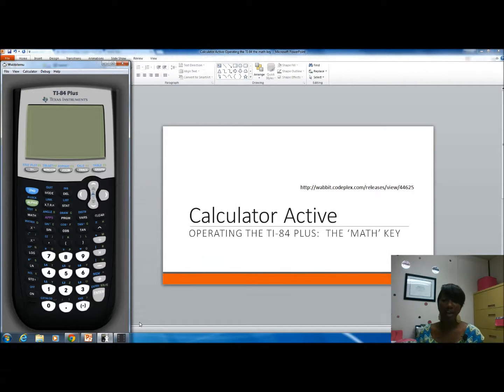Welcome to Calculator Active. Today we're going to look at operating the TI-84 Plus and the math key and its functions. So I'm going to begin by cutting the calculator on in the bottom left corner.